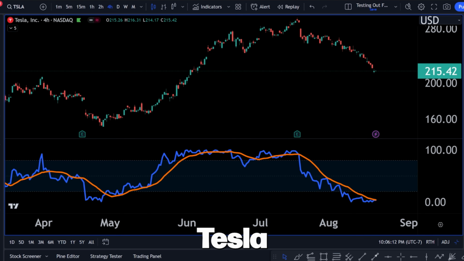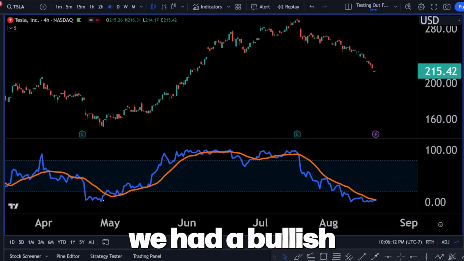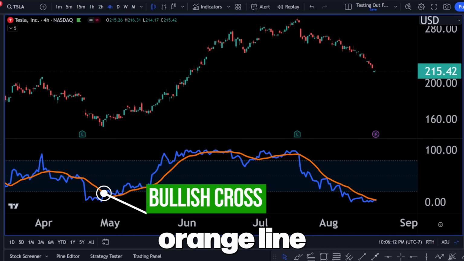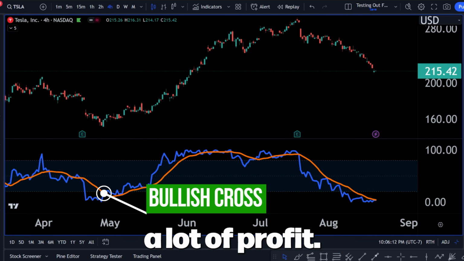Now, as you're looking at this Tesla chart, you're going to notice a few different things looking at the stochastic indicator. Back in May, we had a bullish crossover where the blue line crossed above the orange line, and it happened in the oversold territory. And what happened if you bought then? Wow, you guys made a lot of profit.